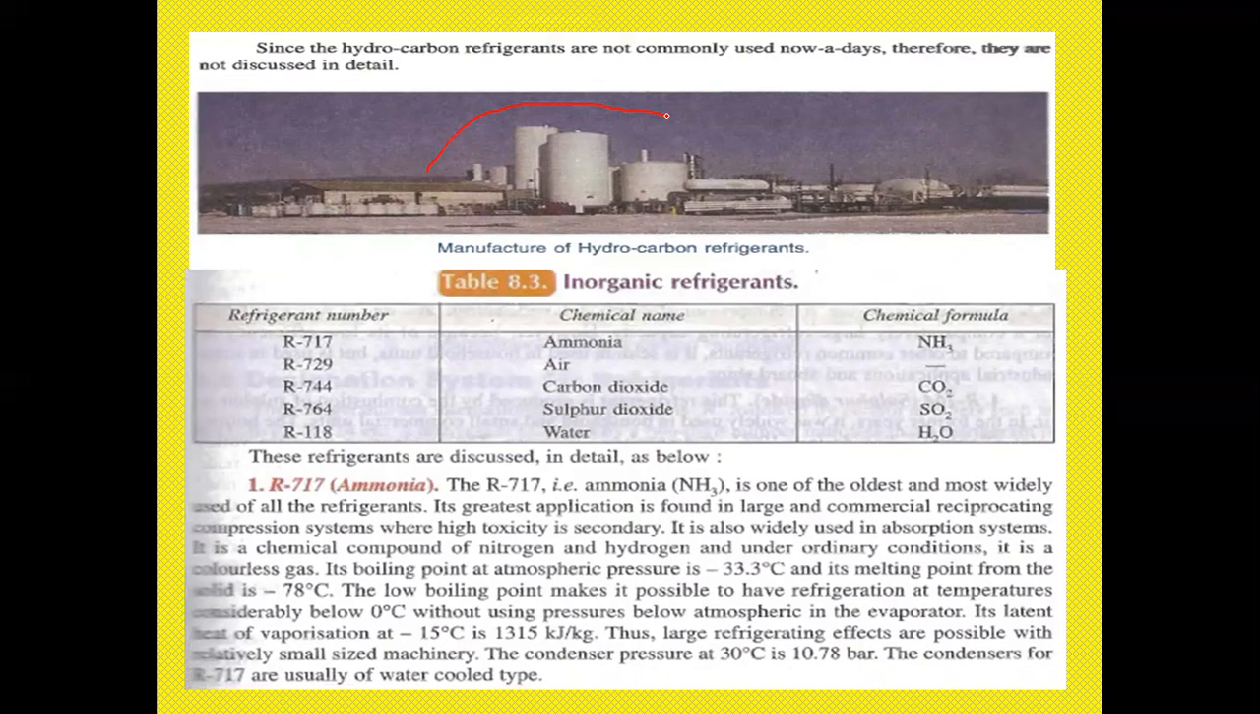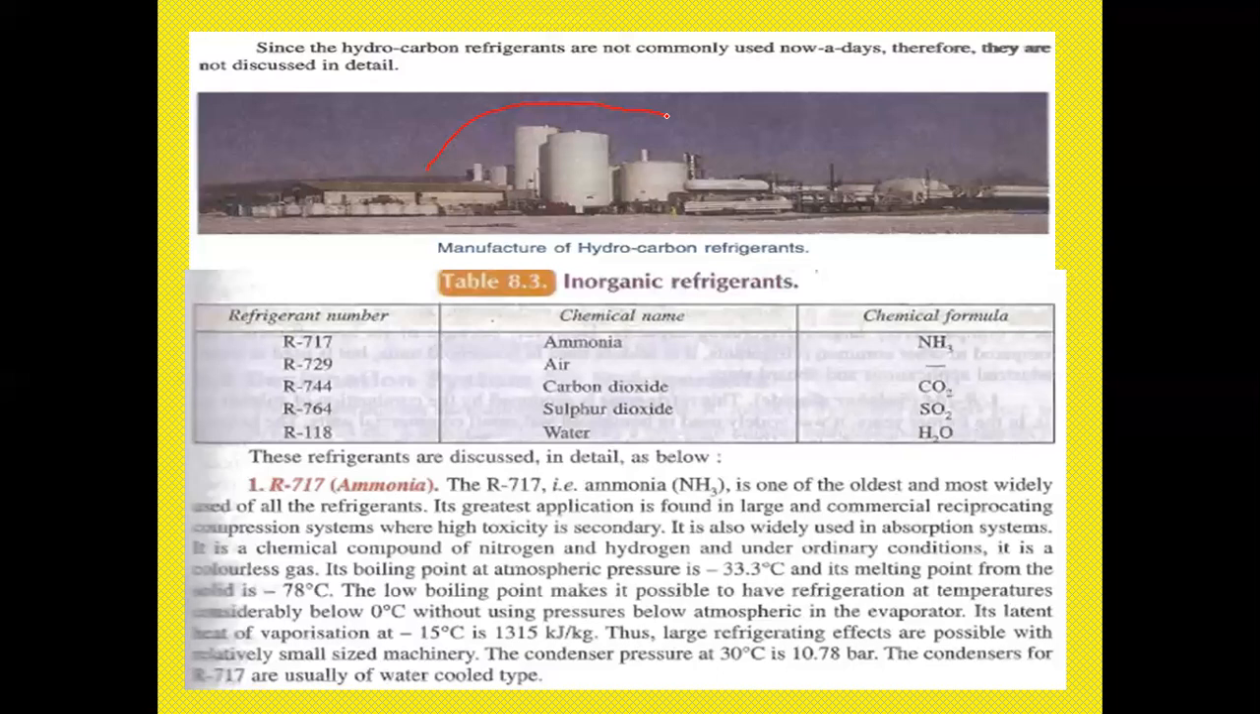In your GATE examinations, you may get some fill-in-the-blanks or multiple choice questions, and you may also get some theoretical questions. So if asked what inorganic refrigerants are and to explain any one, you can write this type of setup. Got it? Now R717, that is ammonia.